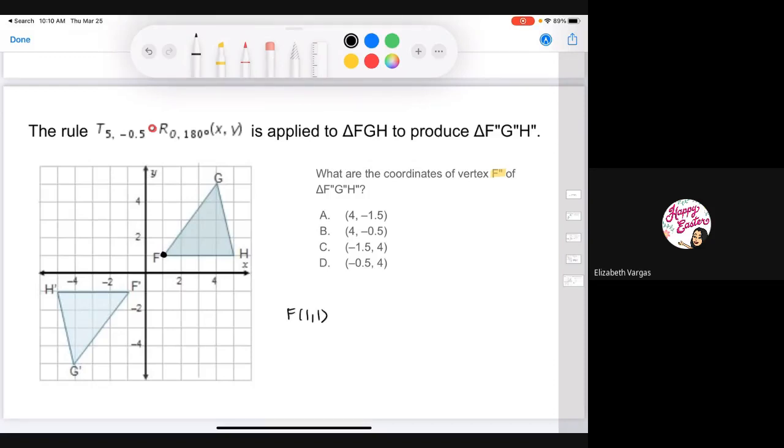And basically what I'm just going to do is I'm going to apply both of these transformations from right to left to my original F. The first thing is a rotation 180 degrees, which tells me to take my original coordinates and negate them. So I can do that. Negate, negate, that gives me F prime at -1 and -1. Okay?